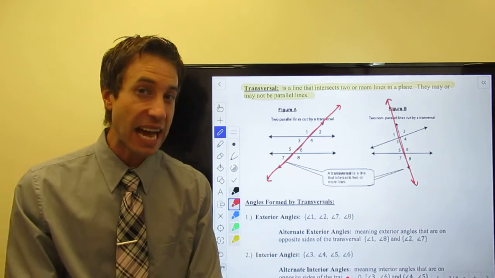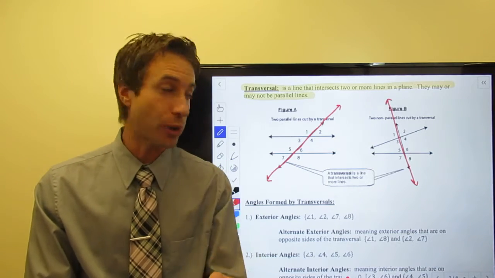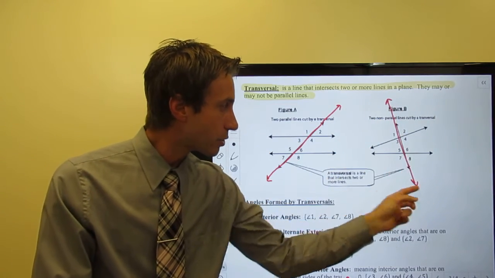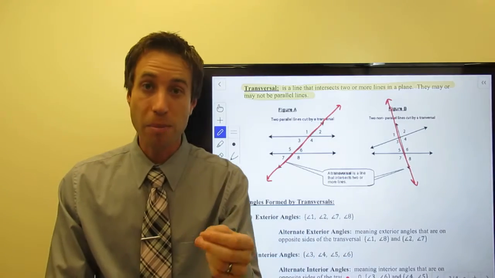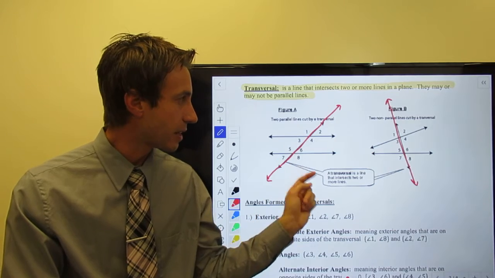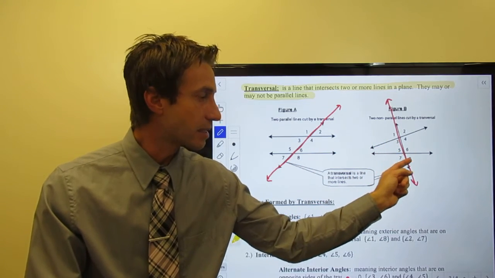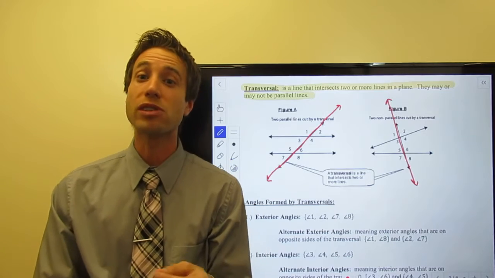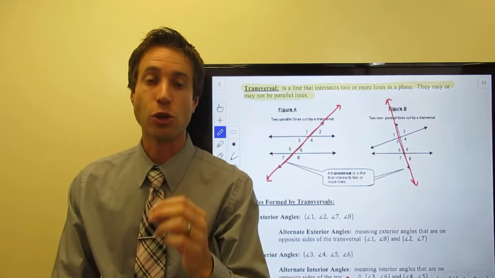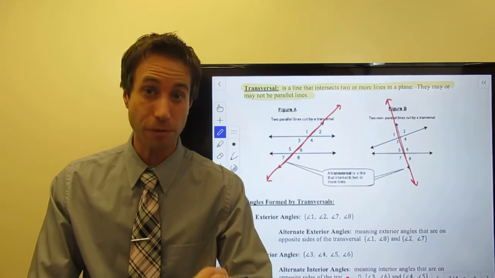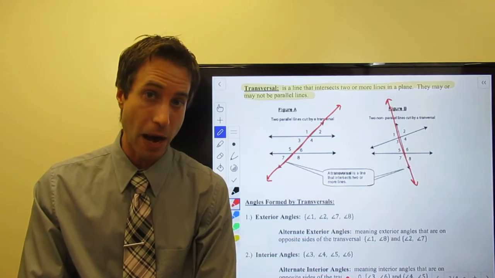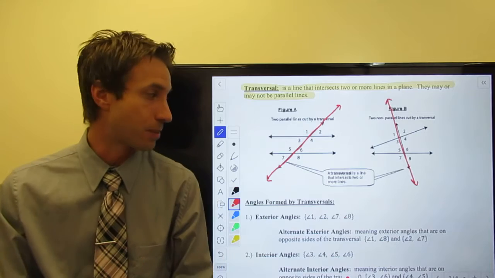Now, what you can see from my diagram is that when that transversal intersects those two lines, a number of angles are created. I've numbered them: 1, 2, 3, 4, 5, 6, 7, 8. Turns out there are some interesting relationships between those angles. So let's go ahead and talk about their names first. How do we name them? Because we need to be able to communicate what angle we're talking about. Then we'll talk about the relationships between those angles.